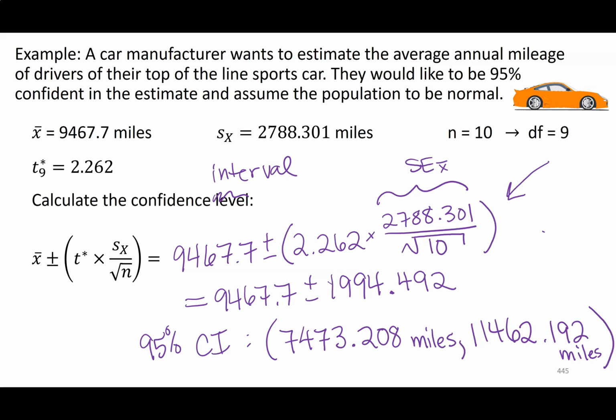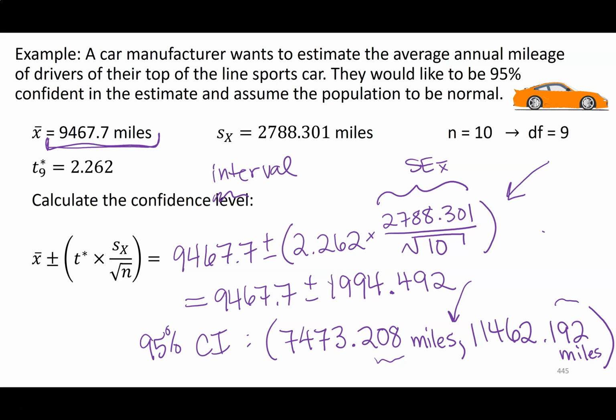So there's my confidence interval, 7,473.208 to 11,462.192 miles. And within reason, you could do some rounding here. Just keep in mind, if it's dollars, you probably want to round out to 2 places, stuff like that. And what we saw in the sample, 9,467.7, should be smack in the middle, exactly.